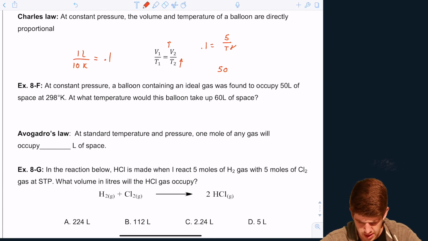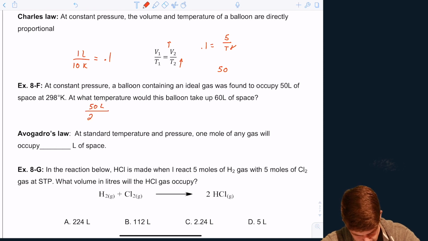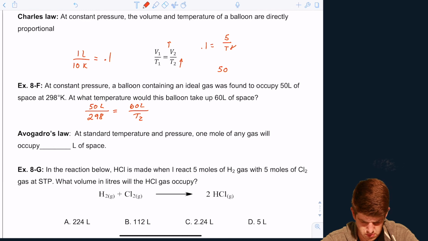At constant pressure, a balloon containing an ideal gas was found to occupy 50 liters of space at 298 degrees Kelvin. So 50 liters. Is my handwriting just going more and more downhill? At 298. At what temperature would this balloon take up 60 liters of space? So 60 over T2. However you really want to do this math, this looks confusing. Let's just change that. There, that looks better.